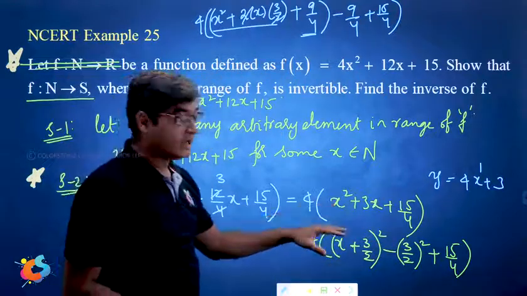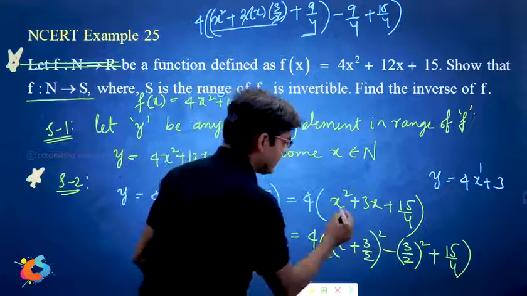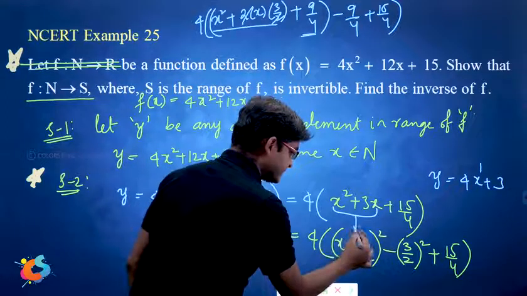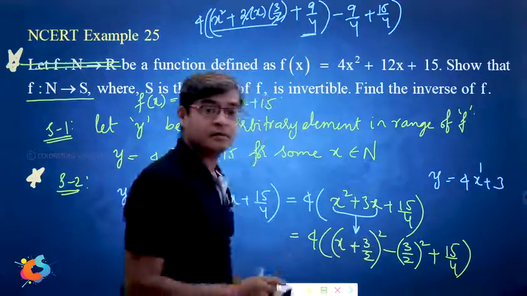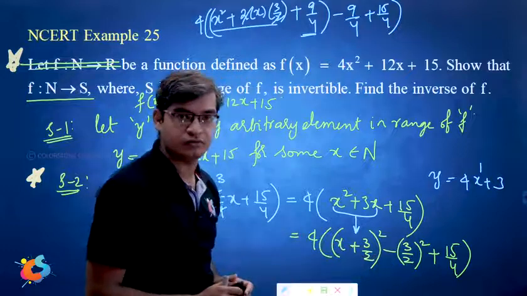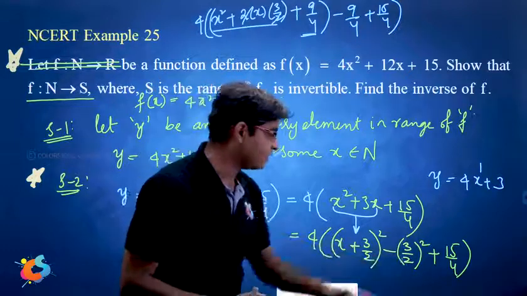So what have I done? I have made this part a perfect square. To make this a perfect square, I have written like this. In this, an extra plus 9 by 4 is coming. So therefore, I am doing minus 9 by 4. Okay. Plus 15 by 4.